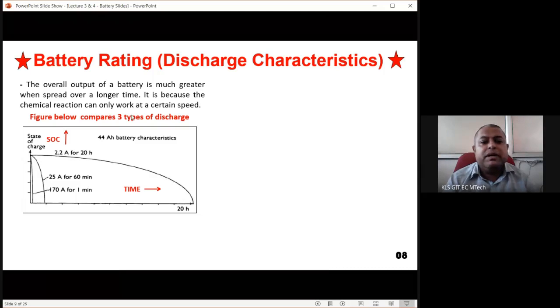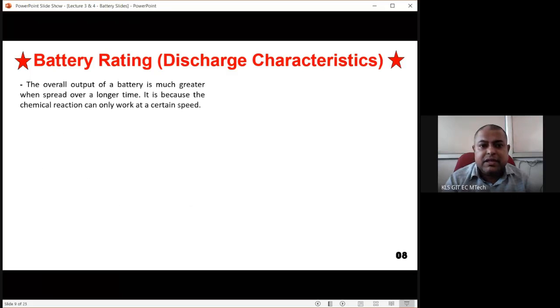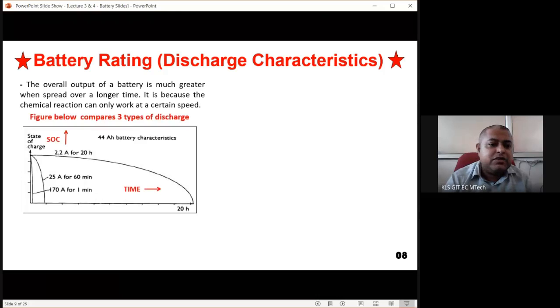The figure below compares the three types of discharges. This is the first type, 2.2 ampere for 20 hours. This is called the ampere hour rating, and the y-axis is state of charge, the x-axis is time. Then 25 ampere for 60 minutes, this is reserve capacity. And the last one is cold cranking ampere, this is for 1 minute and 170 ampere.